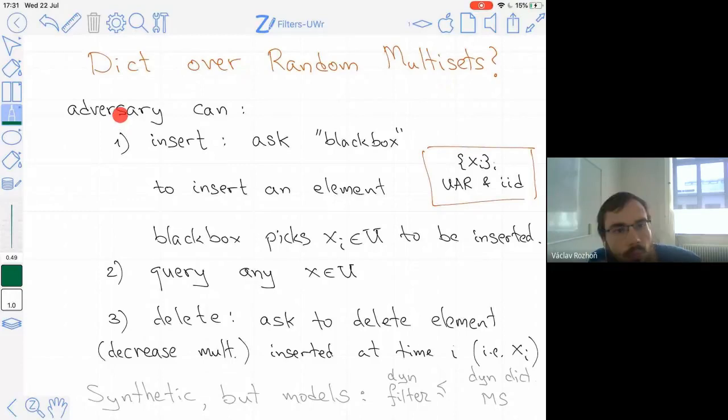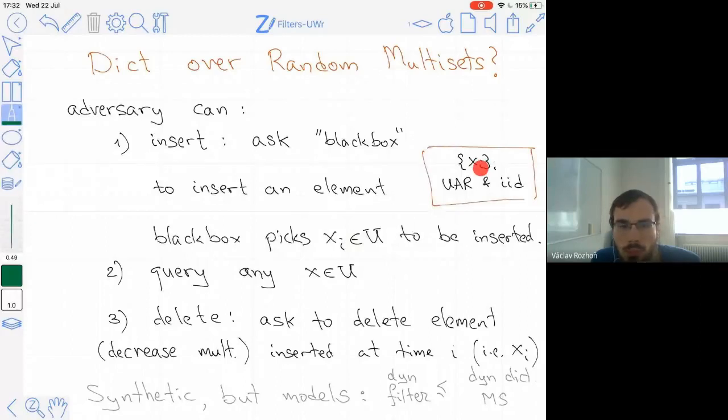So what can the adversary do? It can ask for an insert, but it doesn't insert a specific element. It has no control over which element is going to be inserted. So in fact, it asks a black box to insert an element, and the black box picks an element uniformly at random, independently of the previous insertions. Okay, so you have a sequence of elements x_i which are chosen uniformly at random, and are independent.